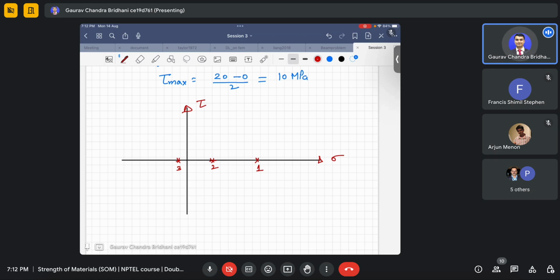Okay, now we'll draw the Mohr circle. So what we draw is a circle between these 2 points, like this, something like this.